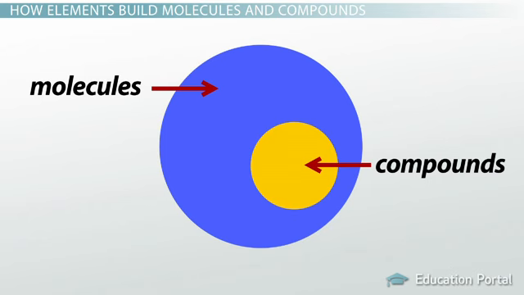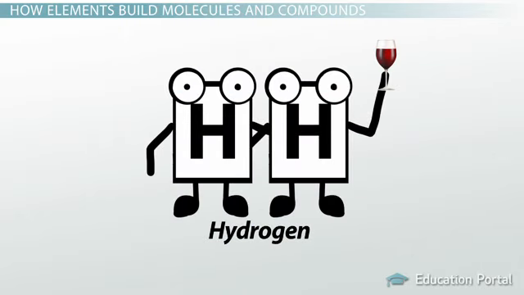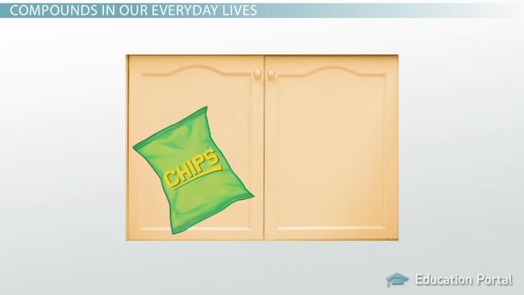An example of a molecule not considered a compound is hydrogen, because it consists of atoms from only one type of element, hydrogen. Open your kitchen cupboards. Do you see any compounds hanging out in there? If you're like me, I'm sure a bag of salty potato chips is in there somewhere.